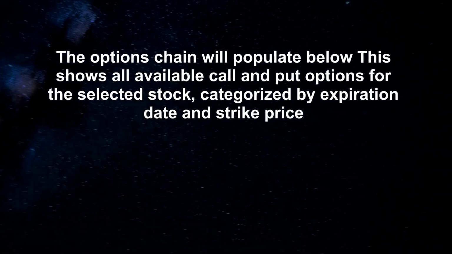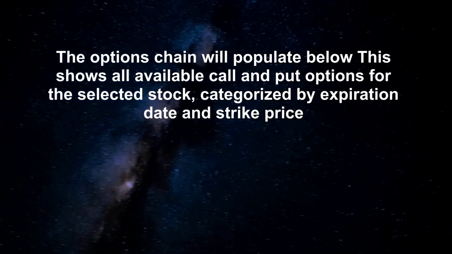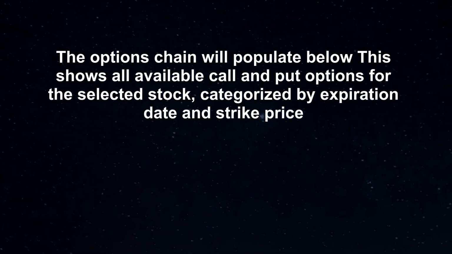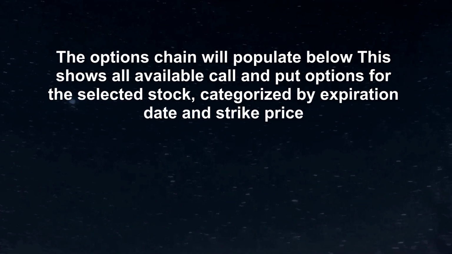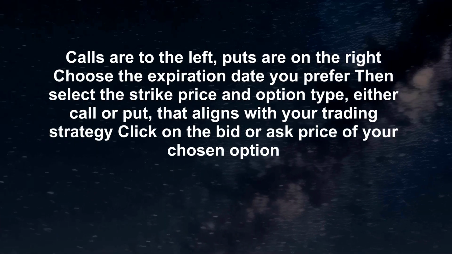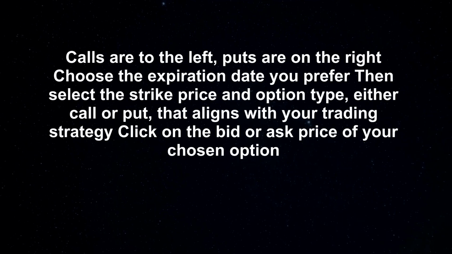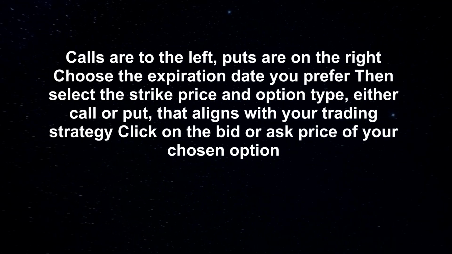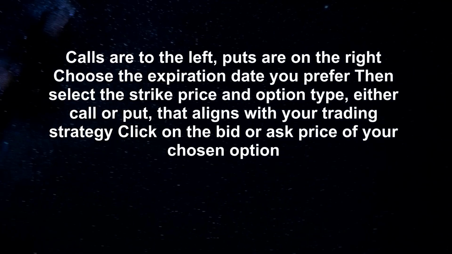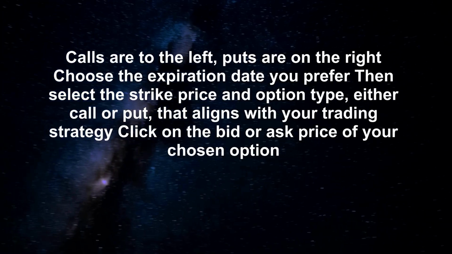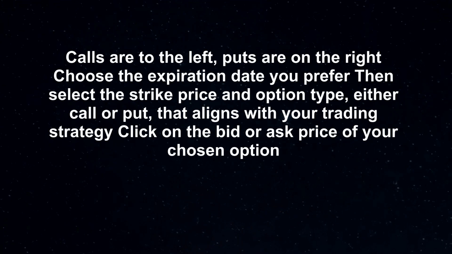This shows all available call and put options for the selected stock, categorized by expiration date and strike price. Calls are to the left. Puts are on the right. Choose the expiration date you prefer, then select the strike price and option type, either call or put, that aligns with your trading strategy. Click on the bid or ask price of your chosen option.